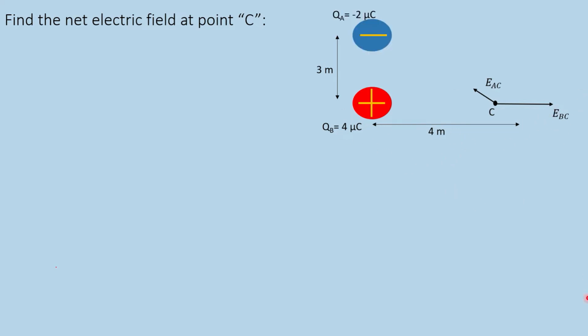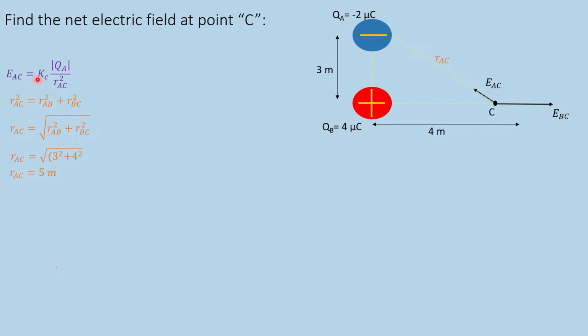Now we start the calculation. To calculate EAC, we use the formula KC QA over RAC squared. QA is given, we know its value, but RAC, which is this distance, is an unknown. In this yellow dashed triangle, RAC is the hypotenuse, so RAC squared is equal to RBC squared plus RAB squared. We square root both sides, we replace the values and we get the answer as 5 meters.